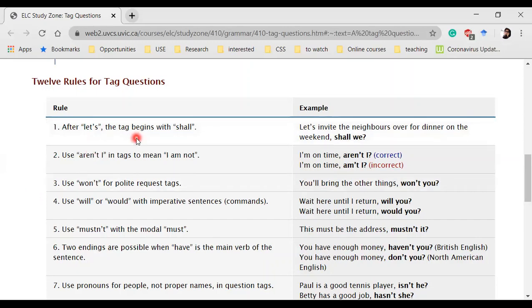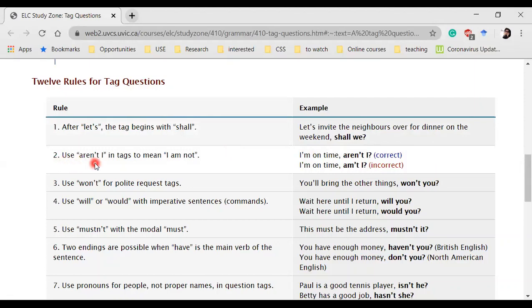Let's see. So when we have statements that start with let's, in that case, we would make the tag with shall. All right. So let's invite the neighbors over for dinner on the weekend. Shall we? So in this statement, like, let's do this. Shall we? So we often suggest something that we need to do. For example, let's have a party. Then to confirm, shall we? Like, what's your opinion about that? So in that case, we would add the tag with shall.